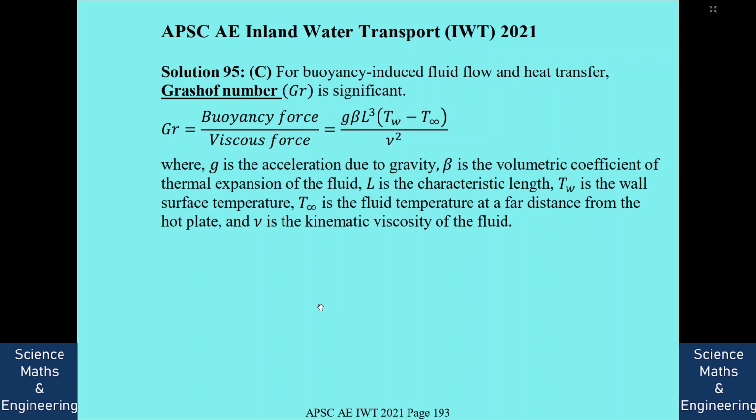From here we see it is buoyancy induced, so Grashof number is more significant. And also heat transfer is going on. So Tw minus T infinity is there.